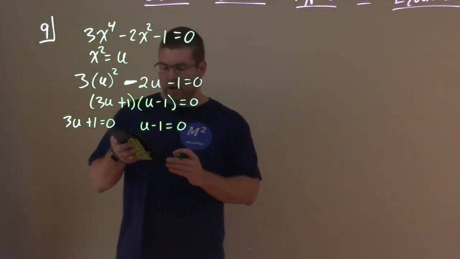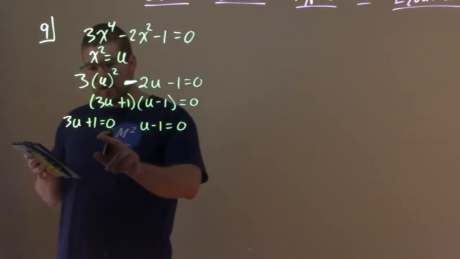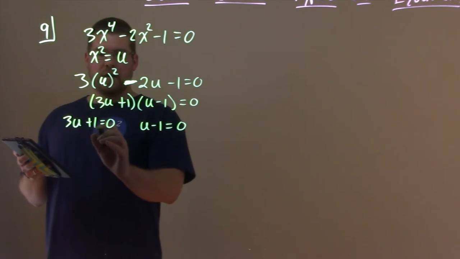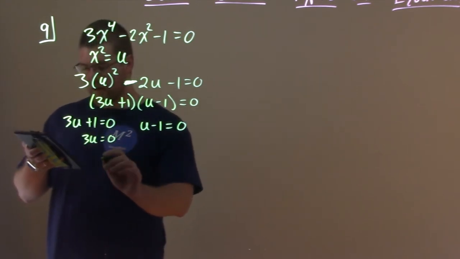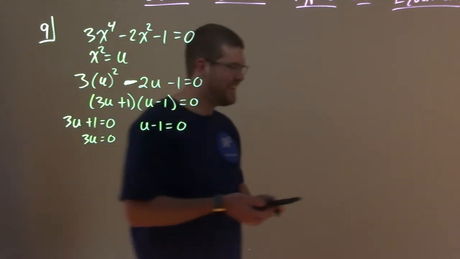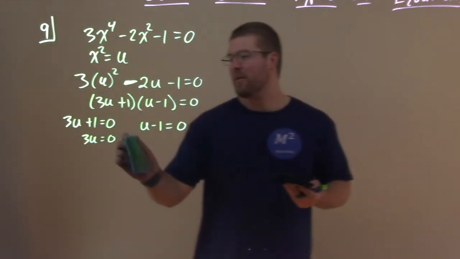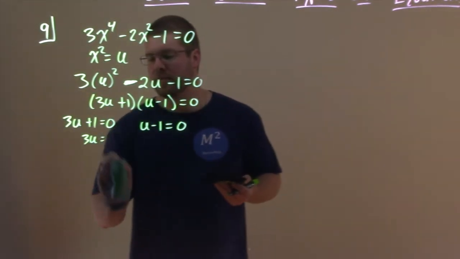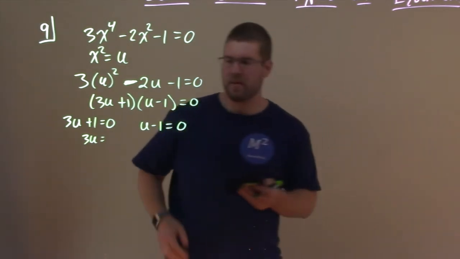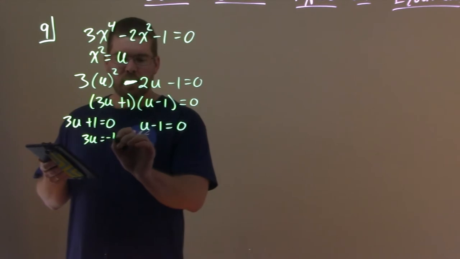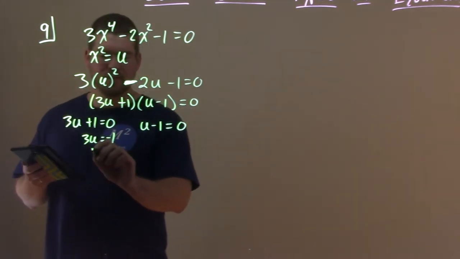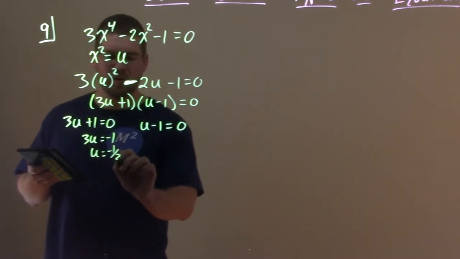And now what we're going to try to do is get u by itself, like always. Subtract 1 to both sides. 3u equals 0. Divide 3 to both sides. I got ahead of myself. That would be a bad mistake. Hey, we all make mistakes. Good thing I caught it, right? Okay, it was really bad. I'll just redo the problem. We have minus 1 here. Divide both sides by 3. And u equals a negative 1/3.